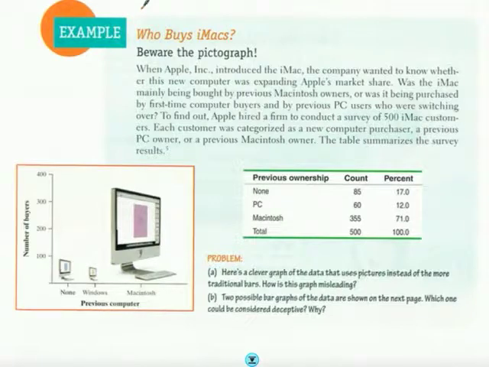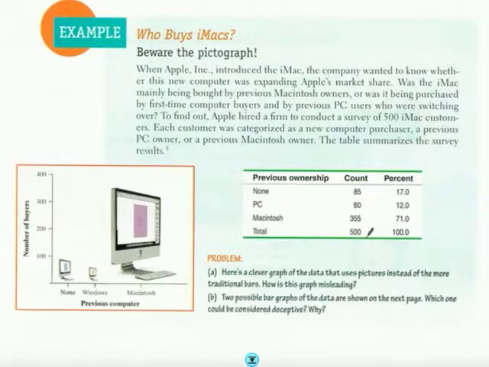Each customer is categorized as a new computer purchaser, a previous PC owner, or a previous Macintosh owner. The table summarizes the survey results. So you can see in our table that we have the different groups. Previous ownership: this would be totally new computer owners, these would be PC owners that switched over, and these would be repeat Macintosh owners. And you can see the counts as 85, 60, 355, and then the total being 500.